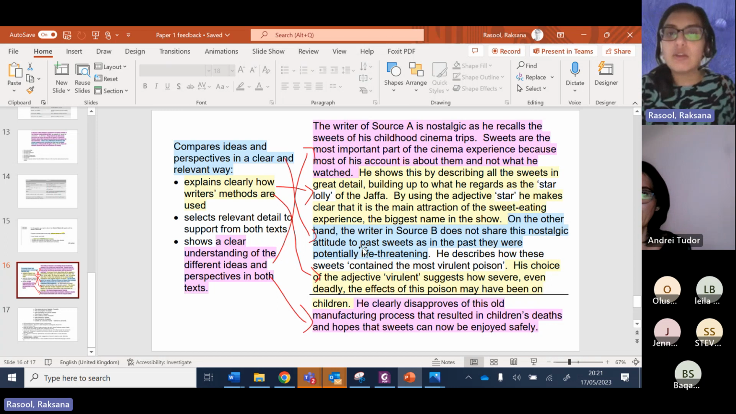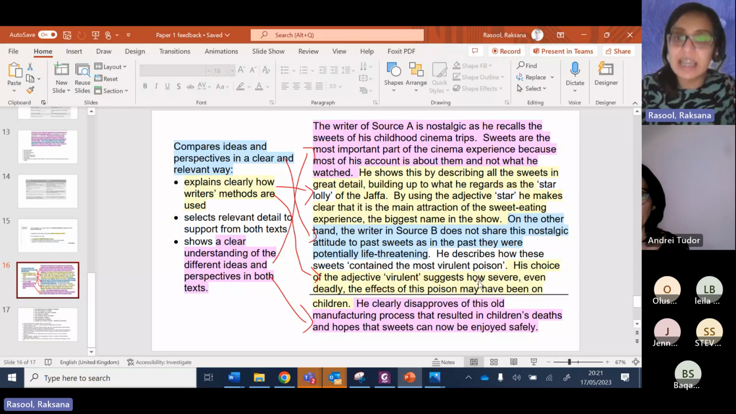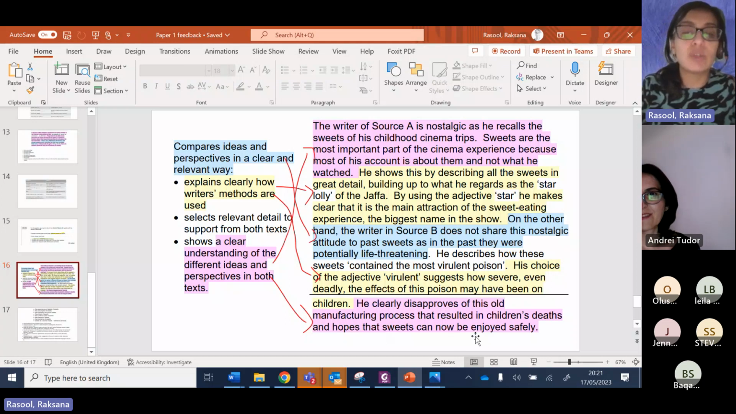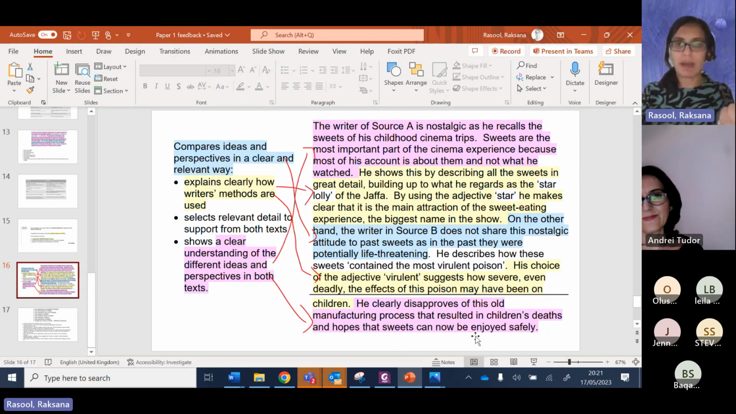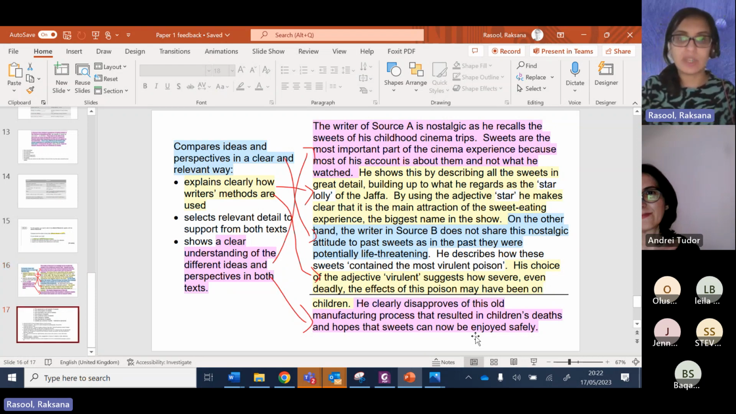On the other hand, the writer in source B does not have a nostalgic attitude to past sweets, as in the past they were potentially life-threatening. He describes how these sweets contained the most virulent poison. His choice of the adjective virulent suggests how severe and deadly the effects of this poison may have been on children. He clearly disapproves of this old manufacturing process that resulted in children's death and hopes that sweets can now be enjoyed more safely. Okay, which is why he's visiting. So a clear contrast there between nostalgia of the past and the positiveness, and him looking in source B at the past and how the sweets were dangerous.